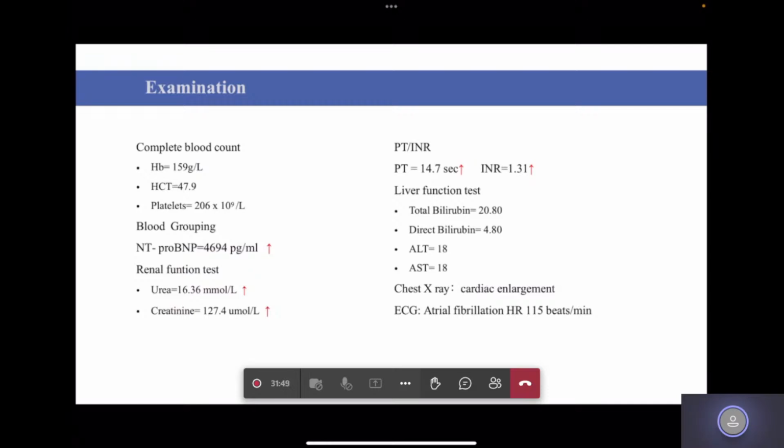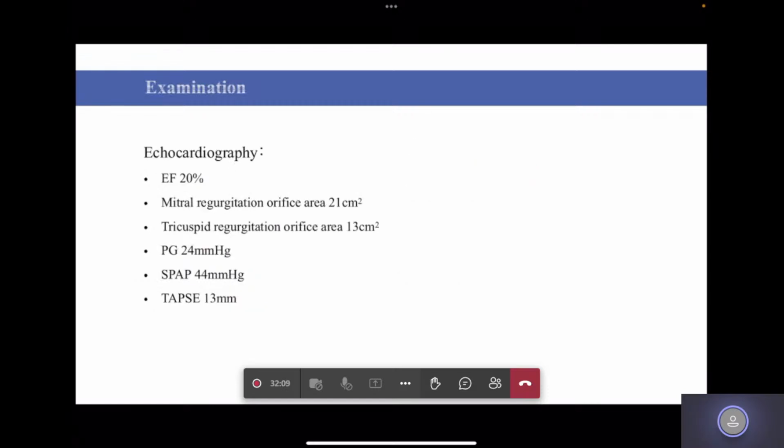And the chest X-ray reveals cardiac enlargement. The ECG shows the rhythm is atrial fibrillation, and the ventricular heart rate is 115 beats per minute. The assessment of right ventricular function is vital for the procedure. So every patient needs echocardiography and right heart catheterization in my hospital before surgery.